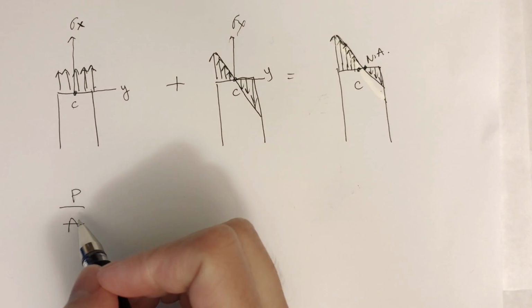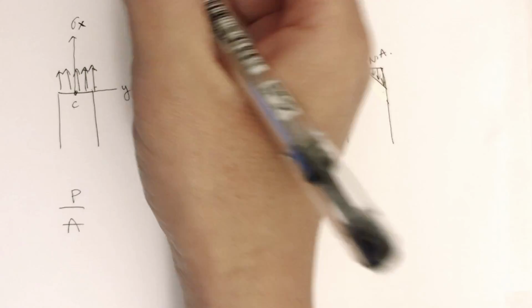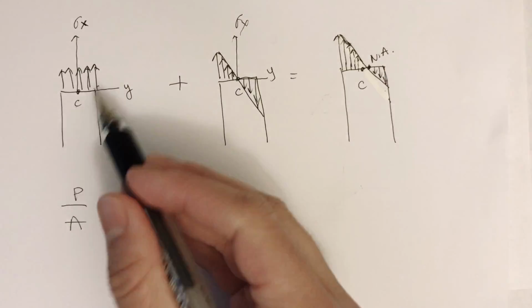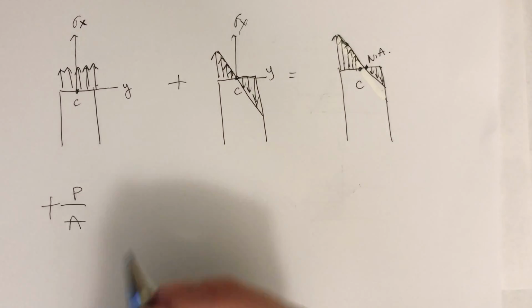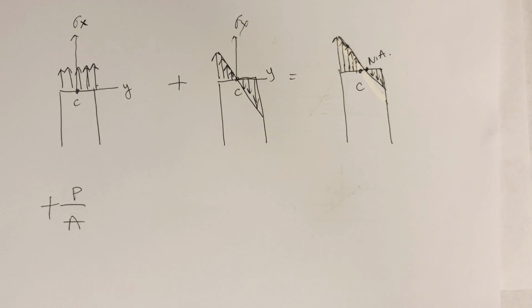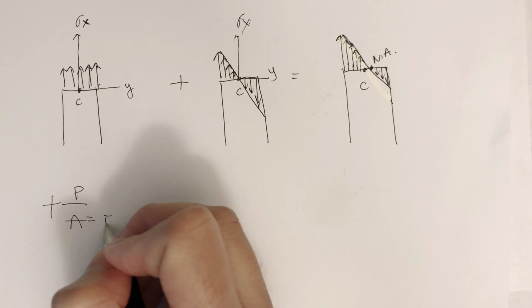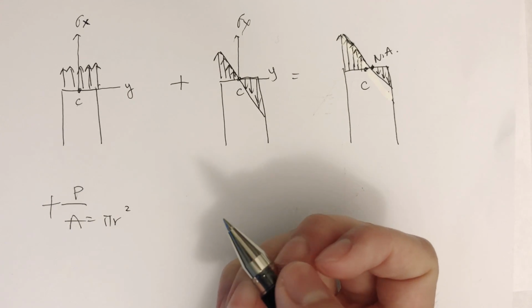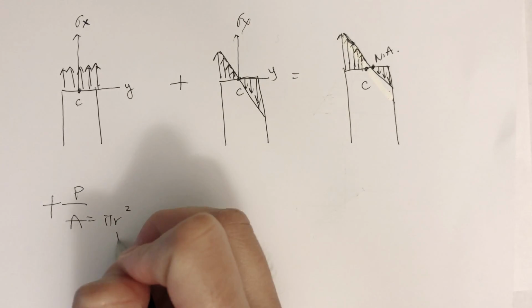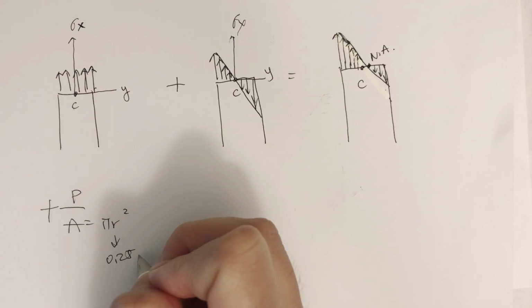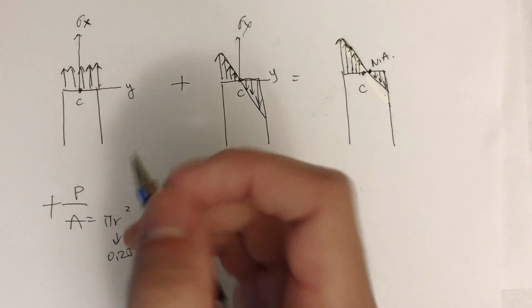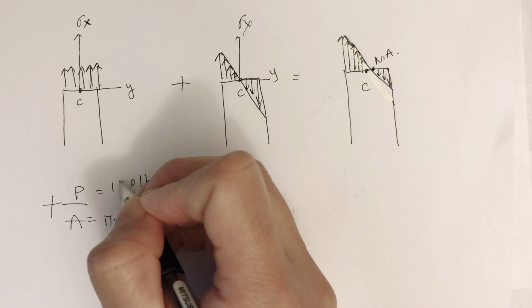So the centric load is P over A, and this load is a tensile load, right? So it's positive. So slide 14, P over A is pi r squared. That's pi times, we have the diameter is 0.5, so r is 0.25 inches. Area is a circle, so pi r squared, and force is given 160 pounds.